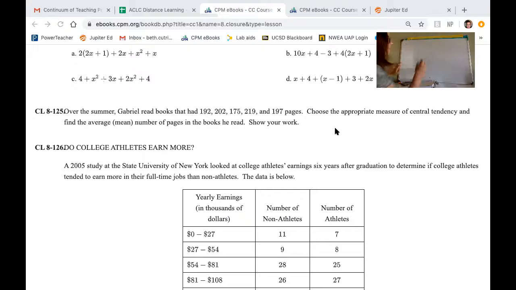So I'm going to add all these up. I'm going to add up 192, 202, 175, 219, and 197. And whatever those add up to be, I'm going to divide it by 5. So this total divided by 5 equals the mean. So I'm going to let you do that on your calculator.